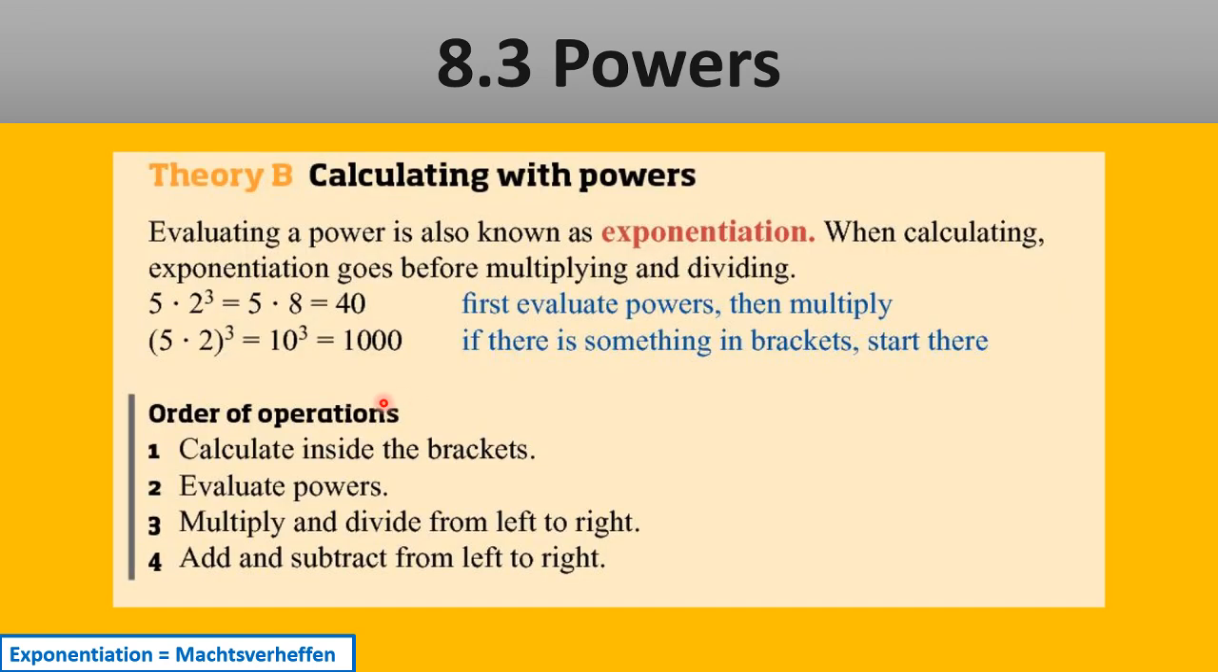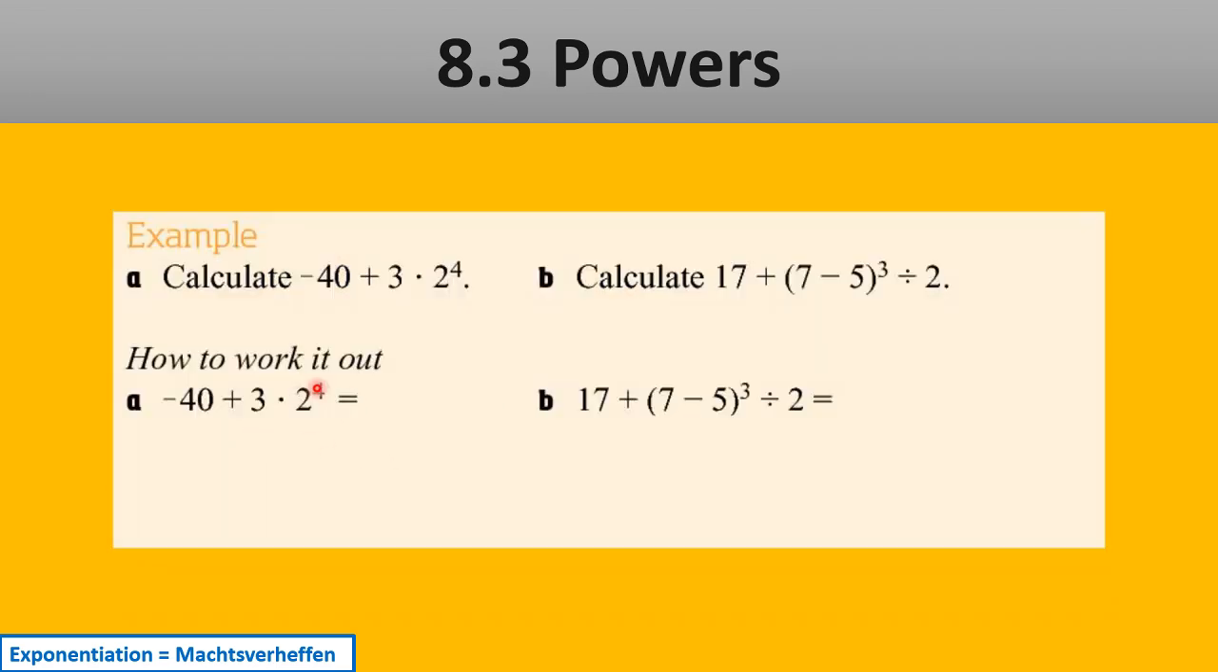Well, if we go back, right, you know we first do everything inside of brackets. They are not there. So in that case, we're first going to evaluate powers. So we have to calculate what 2 to the 4th power is. That's 2 times 2 times 2 times 2 equals 16. And now, remember, you first do multiplications from left to right. So you first do 3 times 16. That's going to be 48. And then you do minus 40 plus 48 equals 8.